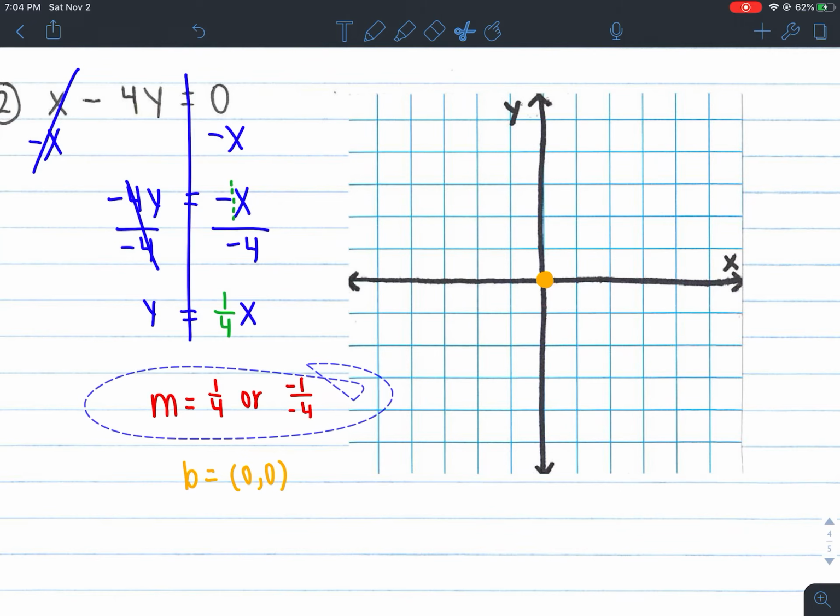I usually do these in separate colors, so let's go ahead and get that into separate colors. Use my first slope, so it's going to be positive 1, so up 1, and positive 4 to the right 4. And then I'll use the other slope. We start back at the origin where we started. We're going to go down 1 and then to the left 4. All right.